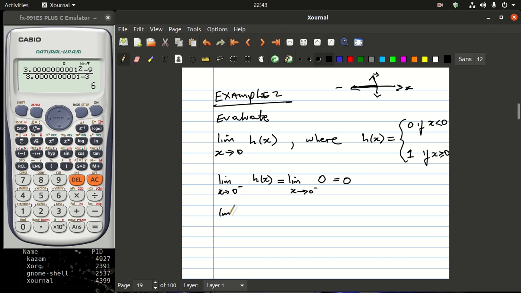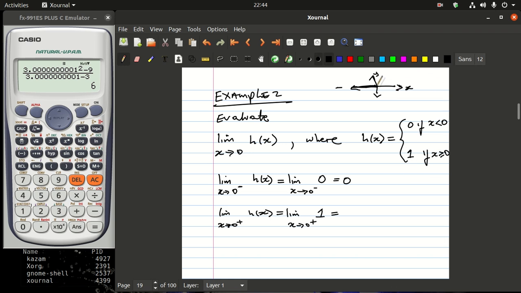Now, if I look at the limit as x approaches 0 on the right of h of x, this is what is going to happen here. Once I am on the right of 0, no matter how close I am to 0, just on the right of 0, I know that x is going to be positive. So x is going to fall under this domain here, which means that my h of x now is going to be a 1. So I'm going to have a 1 here.